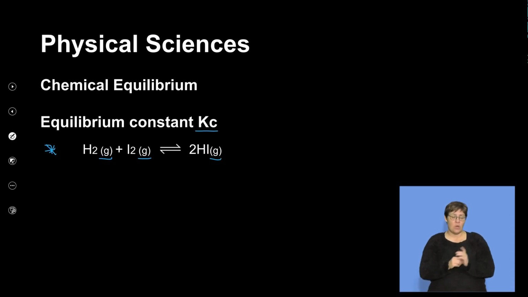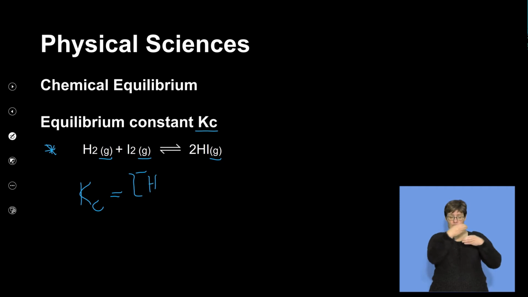So in this case, we're lucky, it's all gases. So we're going to write the expression for Kc as follows. We're going to write it in terms of concentration. So we use square brackets to indicate concentration, and we're going to say we want the concentration of hydrogen iodide.